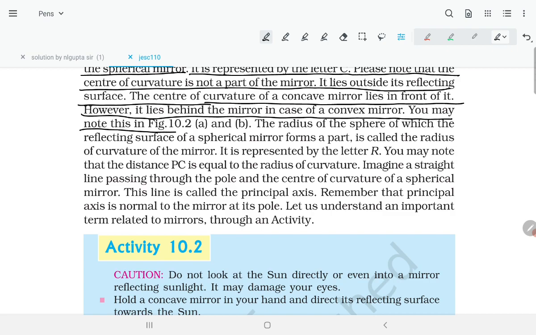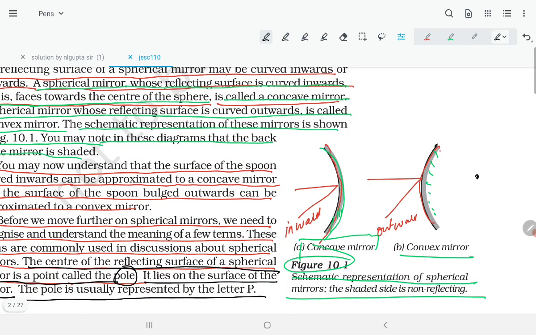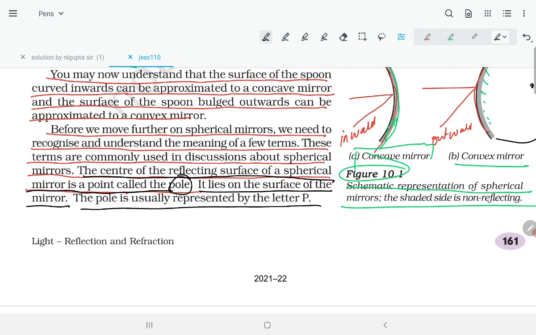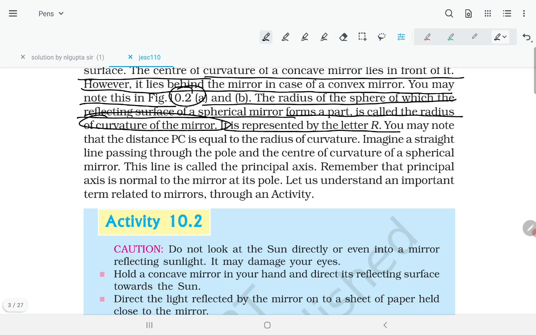You may note that in figures 10.2a and b, the radius of the sphere of which the reflecting surface of the spherical mirror forms a part is called the radius of curvature of the mirror. So somewhere this is the radius of curvature. And the pole, as I already told you, is the center of the reflecting surface of a spherical mirror. The radius of curvature is represented by the letter R. You may note that the distance PC is equal to the radius of curvature.